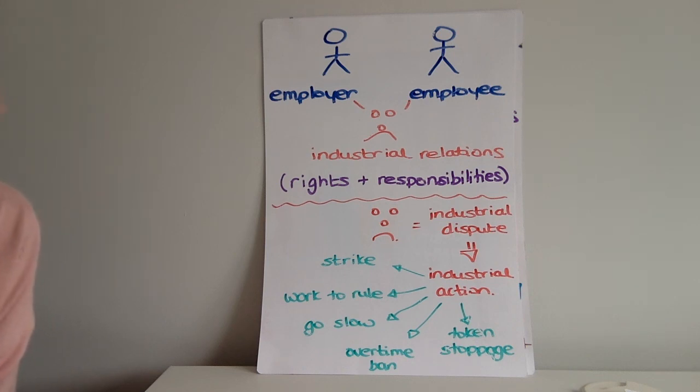And then a token stoppage is where employees stop at certain points throughout the day. So they might, for example, if it was transport, they might work between 7 and 10 rush hour, and then they might go on a mini strike from 10 to 1, and then they might work again in the afternoon. So they stop at various points throughout the working day.